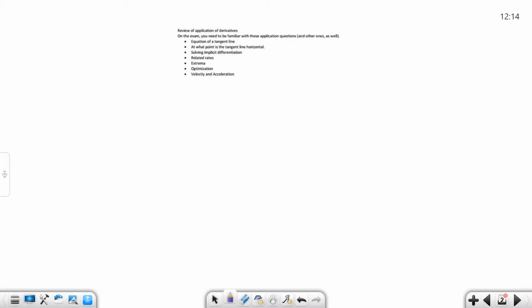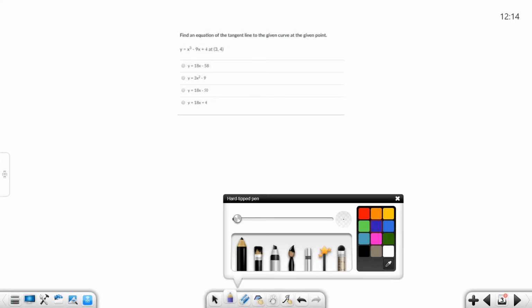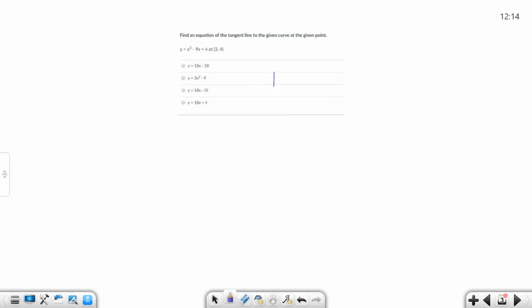In this section, we're talking about all types of application of derivatives. The first problem I ask you is to find the equation of the tangent line. Well, the way that you find the equation of the tangent line is you use the point-slope formula. That means you need a point and you need a slope. And your point-slope formula is y minus y1 equals m times x minus x1. Okay, so that's how that problem would begin.